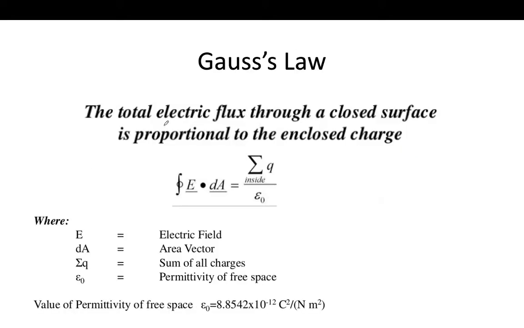Second is Gauss's law. The total electric flux through a closed surface is proportional to the enclosed charge, and its formula is this, where E stands for electric field, dA stands for vector area, sigma q stands for the sum of all the charges, because a number of charges will be there, and this is the permittivity of free space, and the value of permittivity is 8.854.